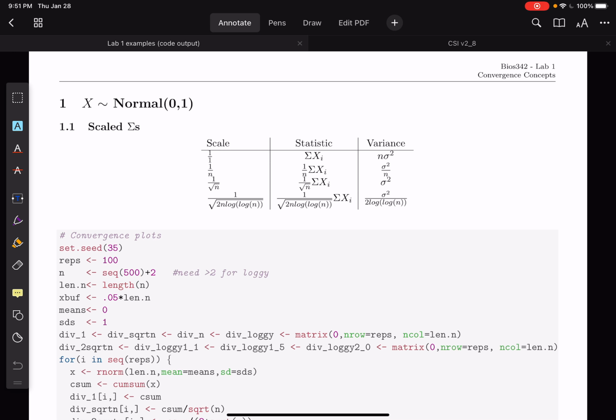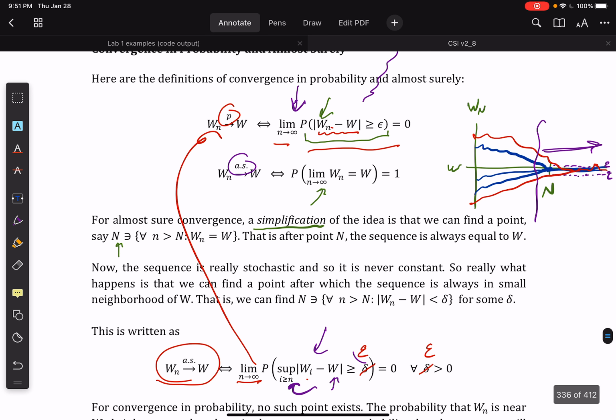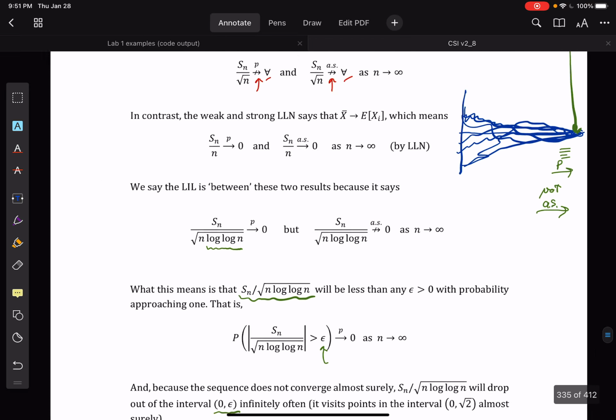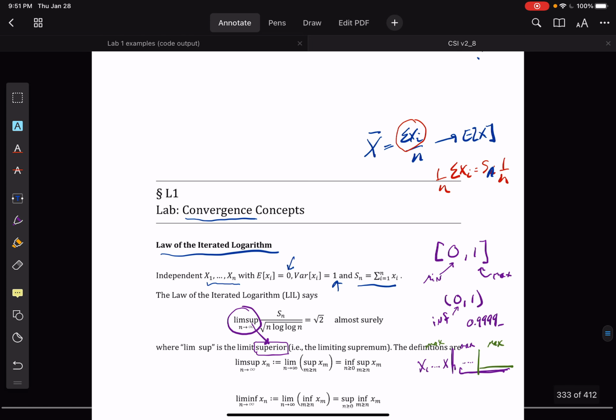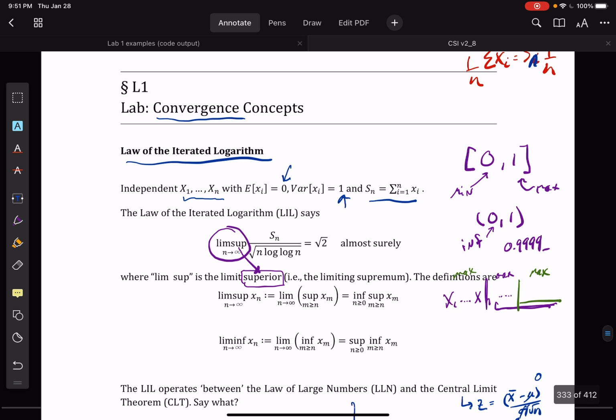All right, welcome back. We're going to do the second part of Lab 1, which is looking at simulations of these scaled sequences. We had just finished wrapping up the first lab on the law of the iterated logarithm, and we were talking about different ways to scale Sn, the sum of the observations, and get slightly different behavior.